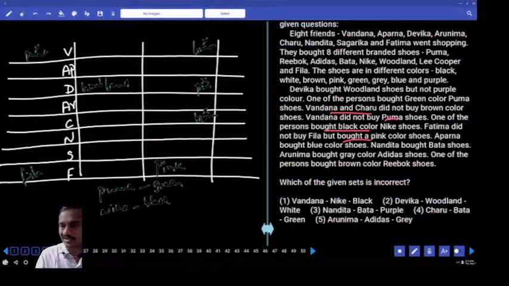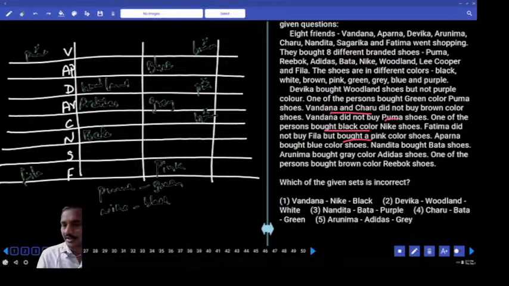Fatima bought pink color, and Aparna bought blue color shoes. Nandita bought bottom. Now which shoes did Nandita buy? Nandita bought bottom shoes. And Arunima bought grey color shoes, and grey color Adidas. Adidas is also clearly given.